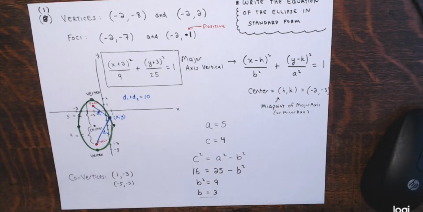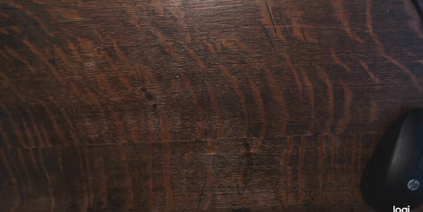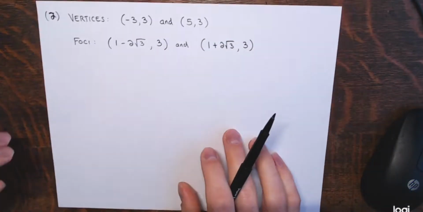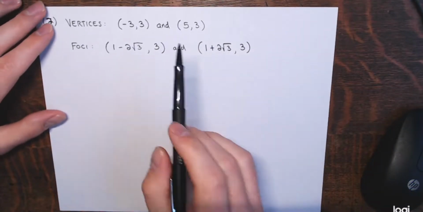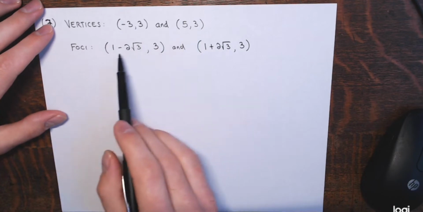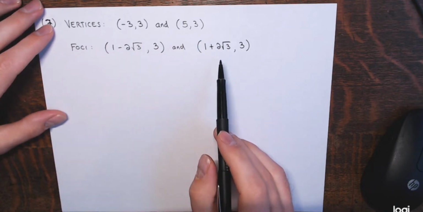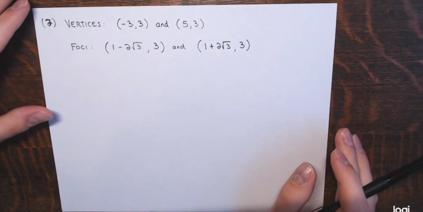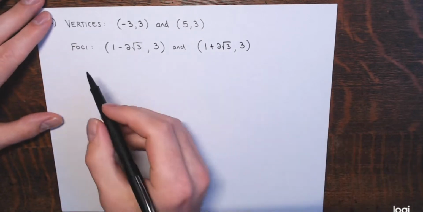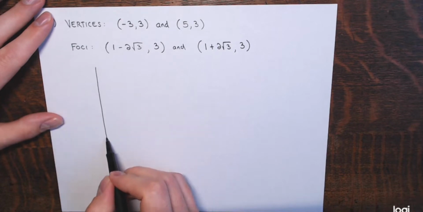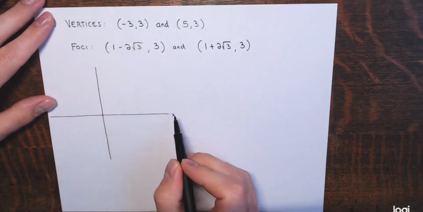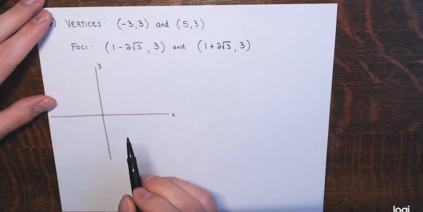All right, so I have a pretty similar problem on the next example. All right, example 2. So once again, I'm given the vertices and the foci. And I'm asked to write the equation for this ellipse in standard form. Alright, so I'll start drawing a picture, make a rough hand sketch, and then we'll take a look at a better picture in Desmos when we're done.